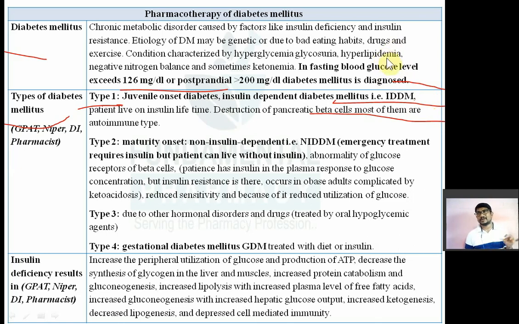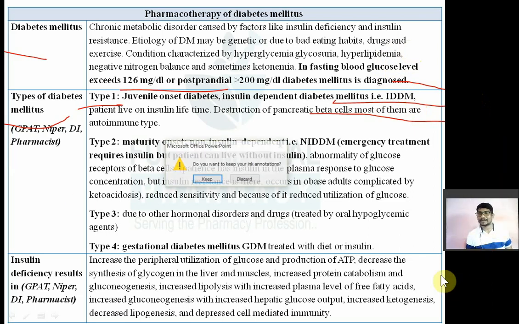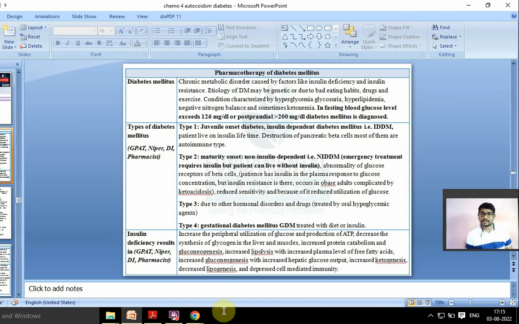Now what is the endocrine function? The pancreas also has some specialized cells which secrete hormones, for example the islets of Langerhans. These are the specialized cells in the pancreas that secrete hormones. The pancreatic islets also have different cell subtypes: A cell, B cell, alpha cell, beta cell, delta cell, etc.